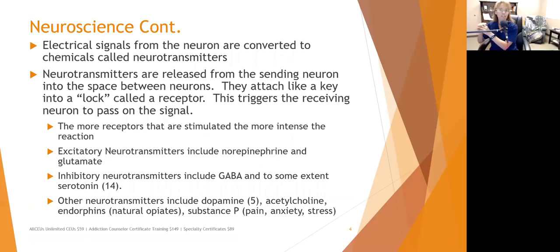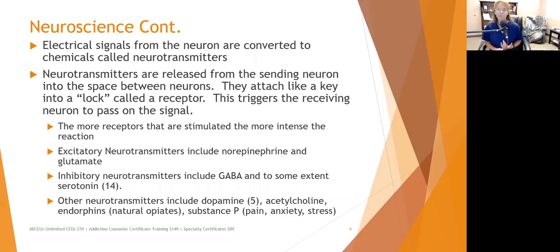So the receiving neuron passes on that signal, and it's kind of like that game you used to play when you were a kid, telephone. Everybody would pass along the message. Well, if there's a breakdown in the system, if there's not enough neurotransmitter, or the wrong neurotransmitter goes through, then there's going to be a breakdown in how people feel, think, or react.